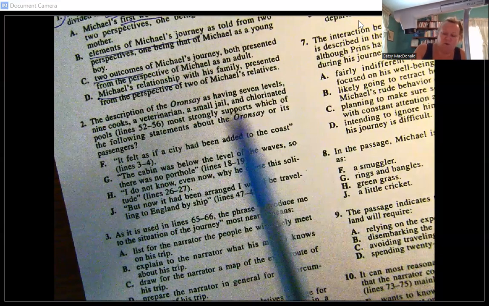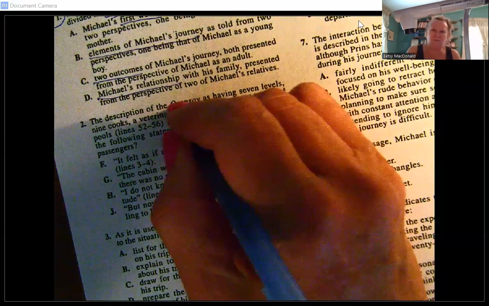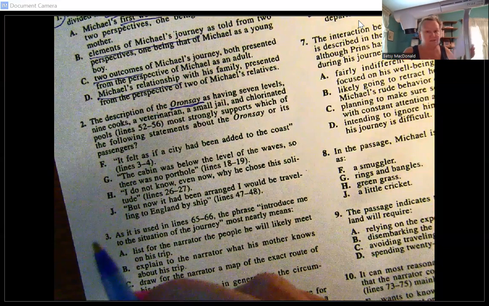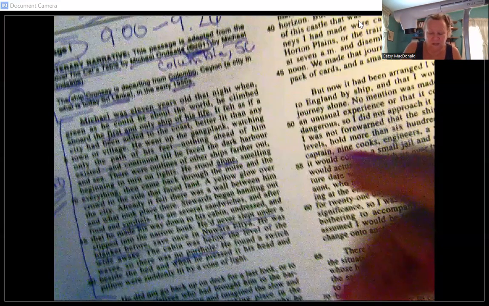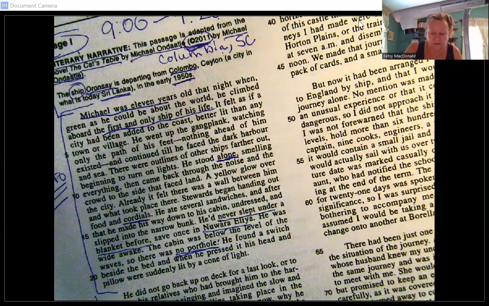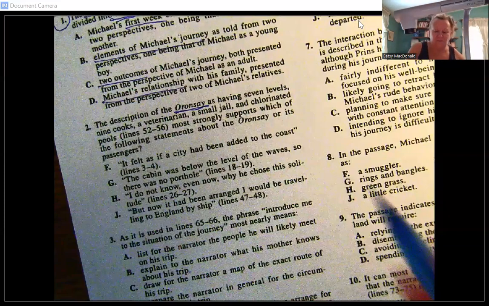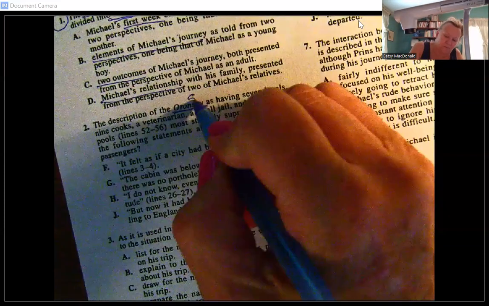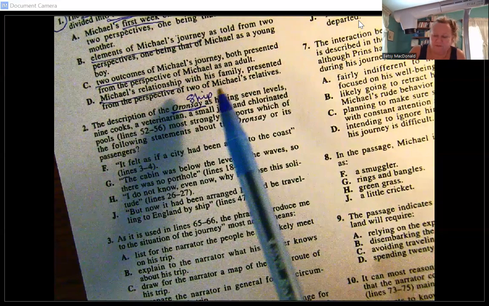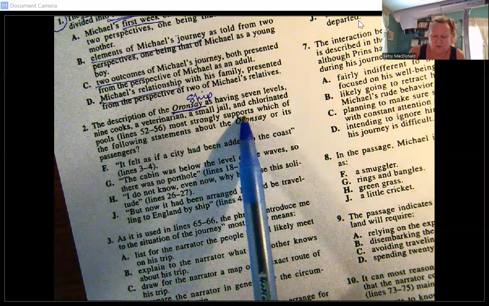The description of the Ornsay. Now, you might not remember, was that his last name or the ship? If you want to go back, there's a reason why we circle things. The Ornsay. Yeah, the Ornsay is a ship. I might even go write that there. The ship as having seven levels, nine cooks, a veterinarian, a small jail, and a chlorinated pool.